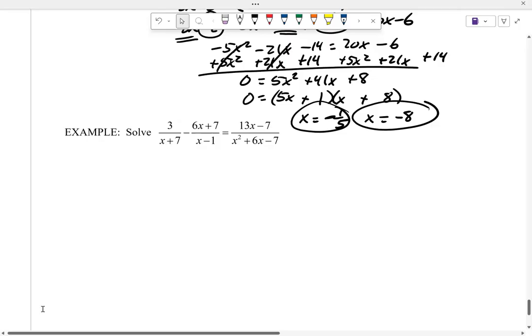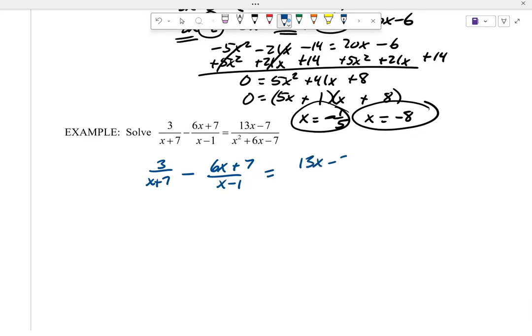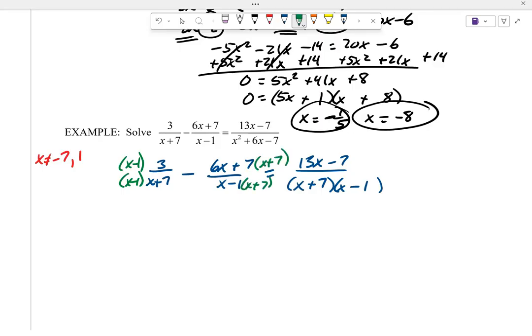We've got 3 over x plus 7. Let's go ahead and factor this. Notice this will factor into plus 7 and minus 1 there. So x cannot be negative 7 from the x plus 7 denominator, and x cannot be 1. Negative 7 or 1 I'd have to toss out. Let's get the common denominator here, multiply by x minus 1, give this an x plus 7.